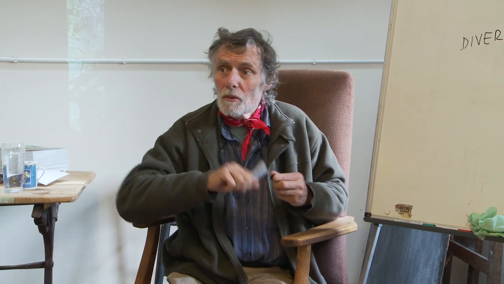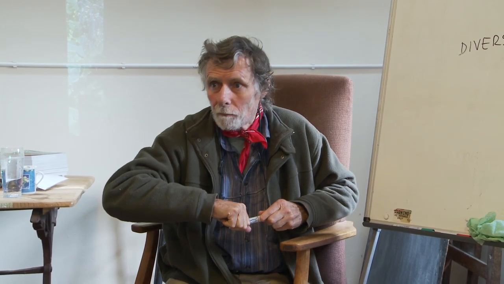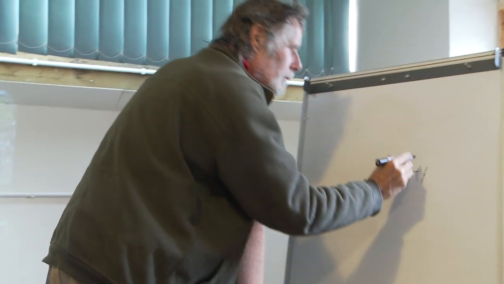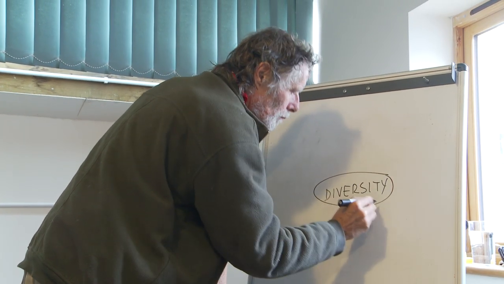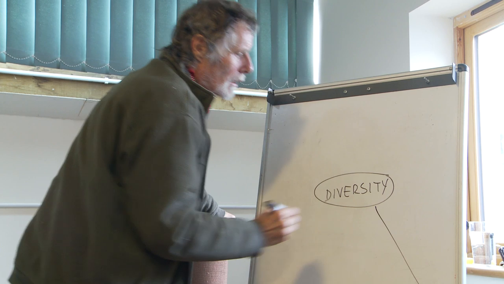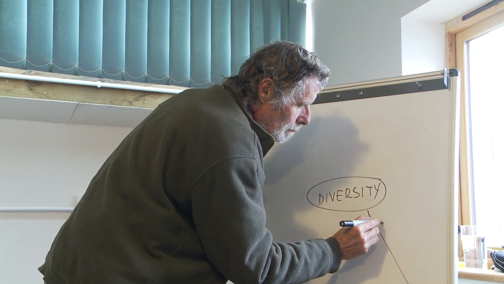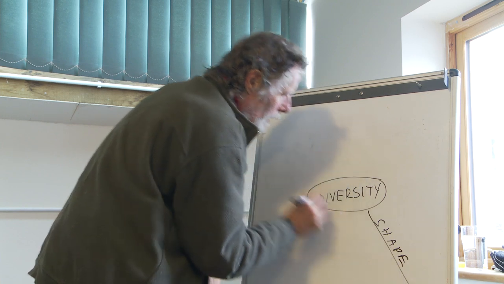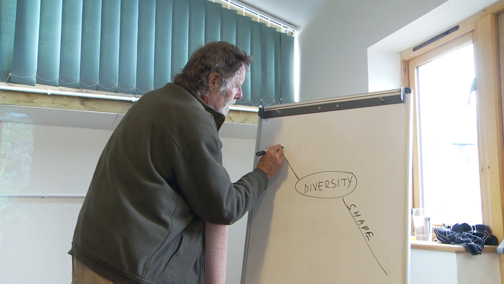So, how do you put things together? They need to be different in some way or other. And there are two main ways in which they can be different. One is in shape, and the other is in time.